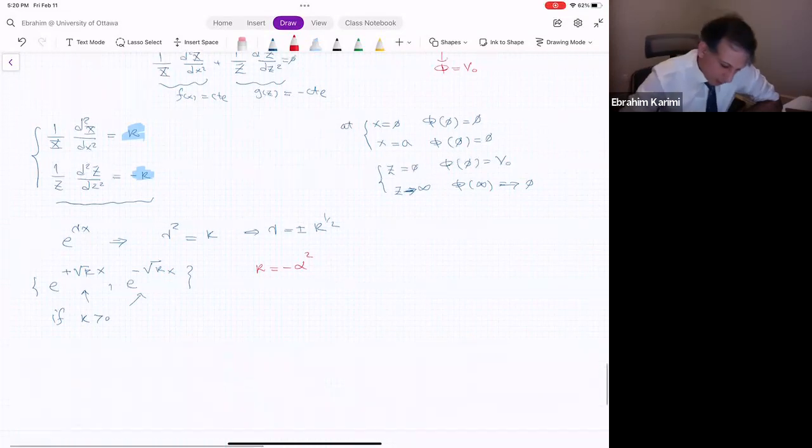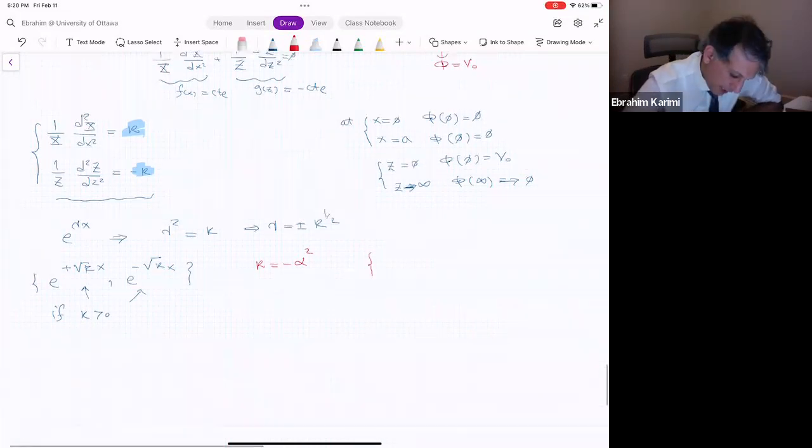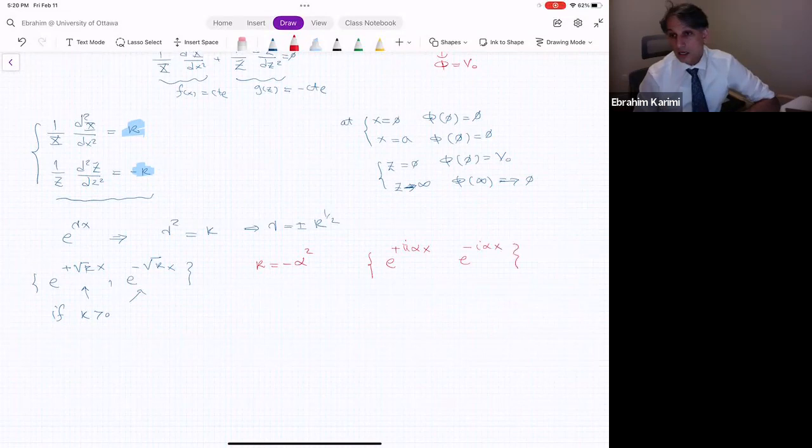So the solution now will turn into e to the power of plus i alpha x, e to the power of minus i alpha x. Remember, alpha is a real parameter.